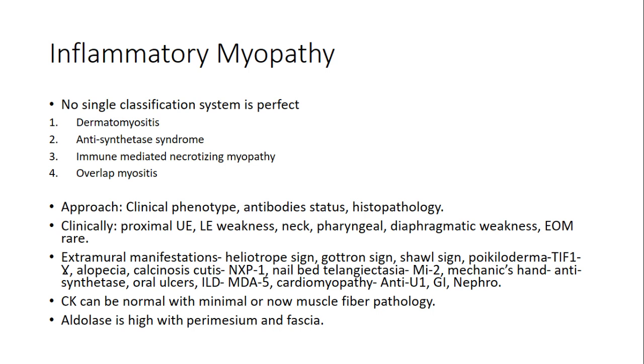Mechanic's hand, with the hyperkeratosis and all, is seen in antisynthetase cases. Oral ulcers, interstitial lung disease. Remember, it's more commonly with MDA5. Cardiomyopathy, anti-U1, GI, and nephro. And remember, our case was positive for anti-U1. CK can be normal with minimal or no muscle fiber involvement. So please, as we discussed, aldolase is very important and it's high with the perimysium and fascia kind of changes or damage.